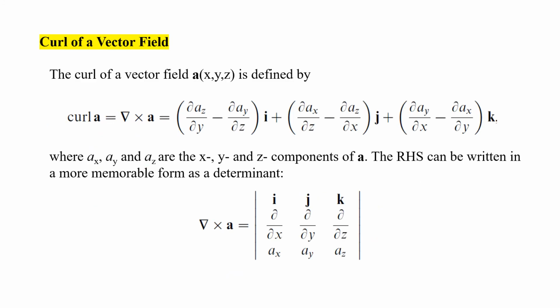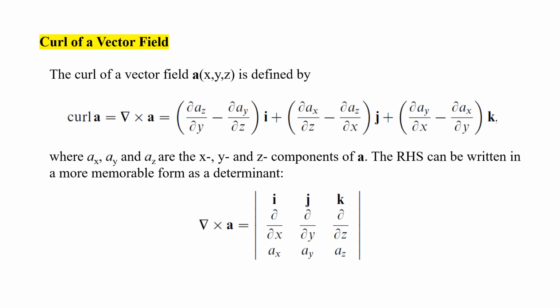So we already have the gradient, and then next we have the divergence. Now let's talk about the curl of a field. The curl of a vector field A(x, y, z) is defined as curl A is equal to del cross A.